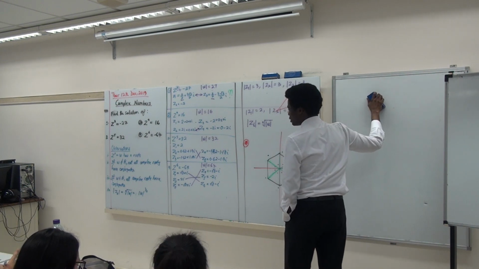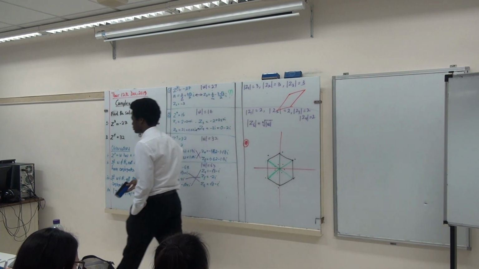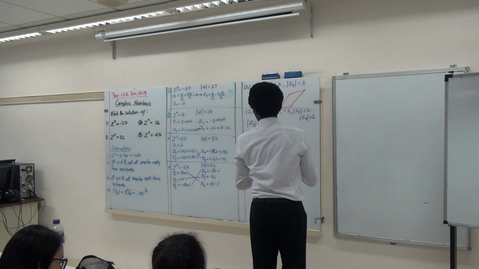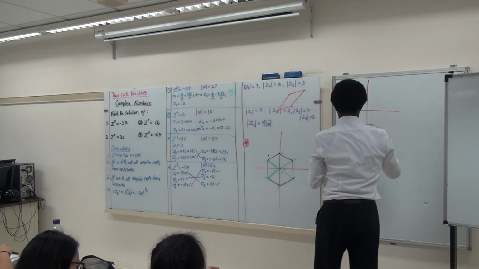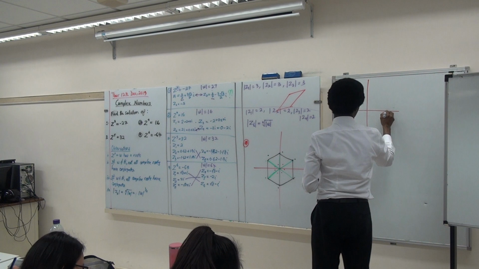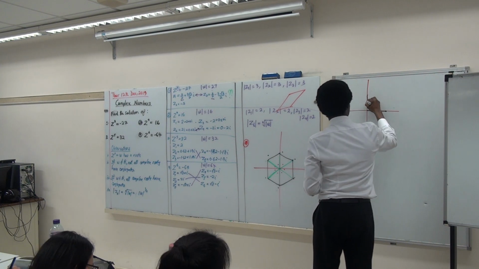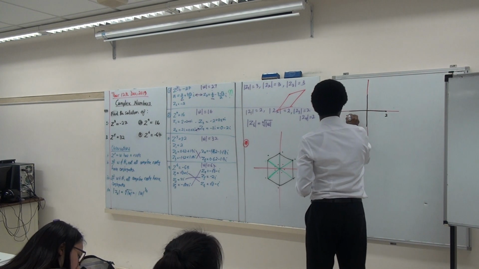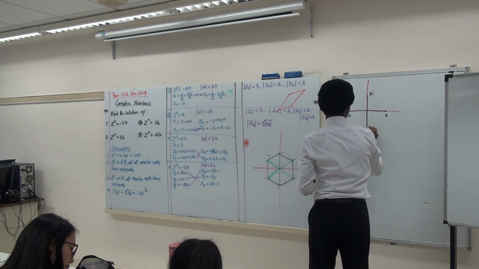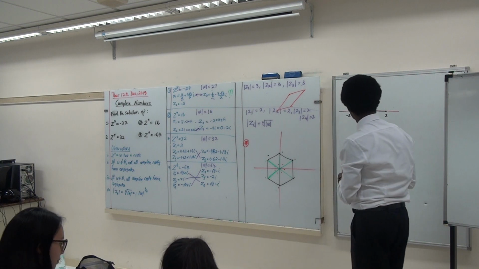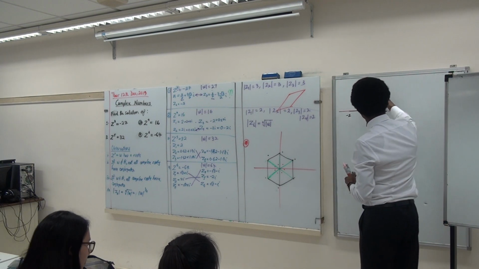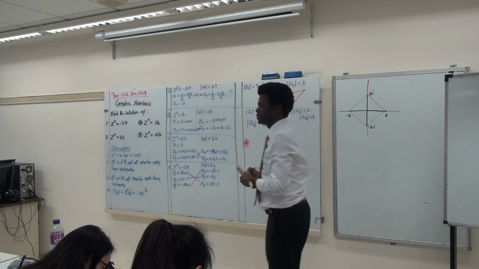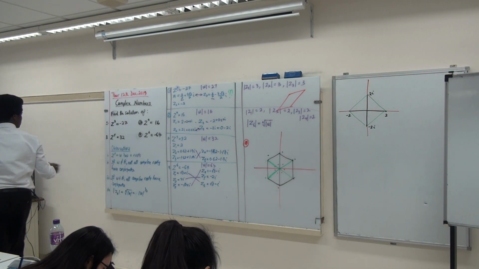You want to take a picture? That one is fine. Just take a picture of this. Yeah, this is easily seen. The first one is easily seen. So we have 2, 2. So this is 2, this is negative 2, this is 2i, this is negative 2i. So you can take it, okay.